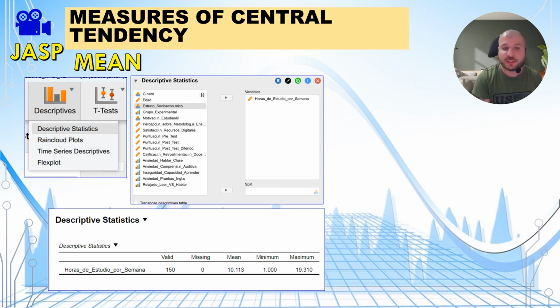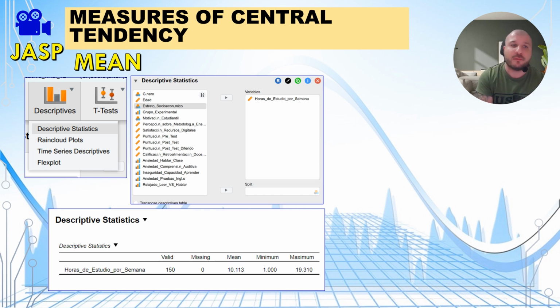That's a very interesting aspect to include, and I'll show you later where it is: the minimum and maximum. The minimum is 1, the maximum is 19. So that means that the person who studies the most per week studies 19 hours, right? So you see the difference here.